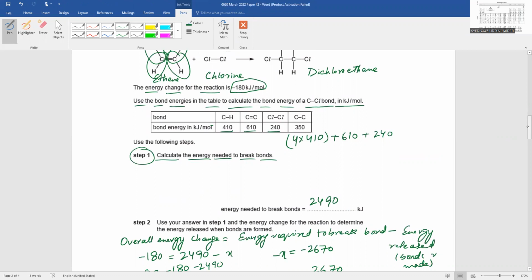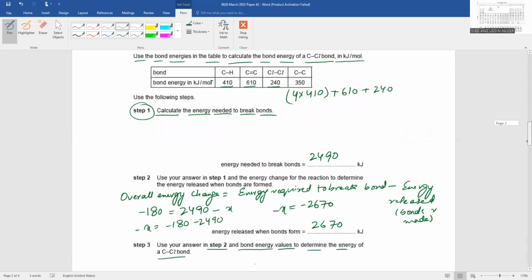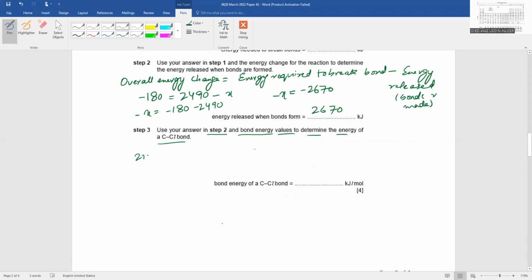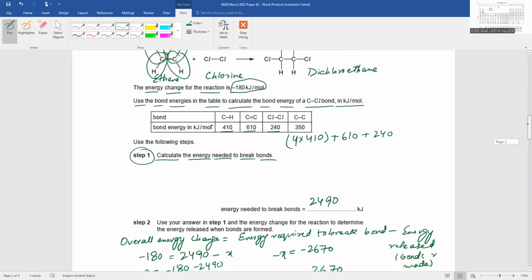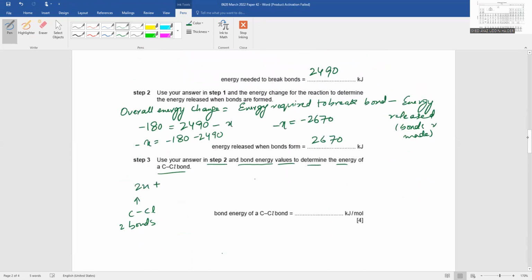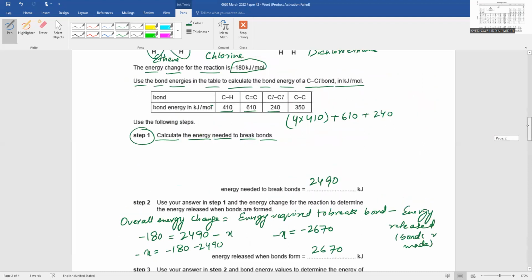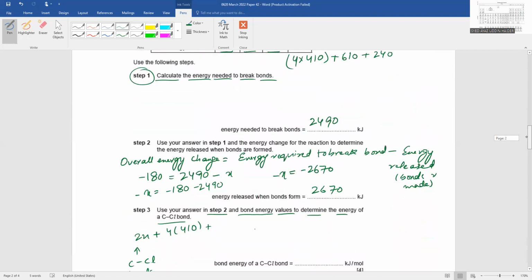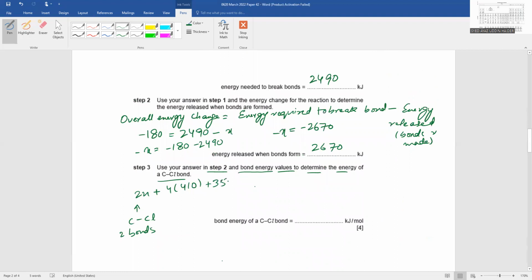We have one C-C bond and 1, 2, 3, 4 C-H bonds and 2 C-Cl bonds. So we have 2x for C-Cl, as there are 2 bonds, plus the C-H. What about C-H? 4 into C-H bond 410. 4 into 410 plus C-C is also there, only one C-C. So it's 350 plus 350.